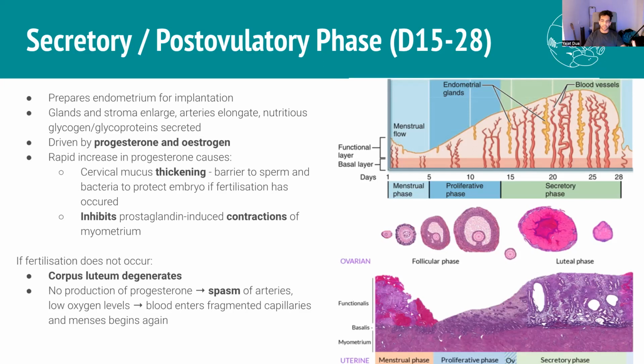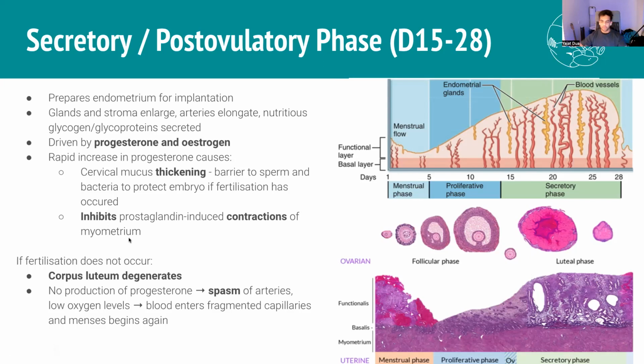So before ovulation, it's more about letting the sperm in. You have thin cervical mucus. You don't want too much of a barrier. And then after ovulation, what if an embryo is formed? You want to create the optimal environment, so you thicken the cervical mucus and inhibit the contractions. It's a lot easier to think of it in terms of what's the function and then what's happening.